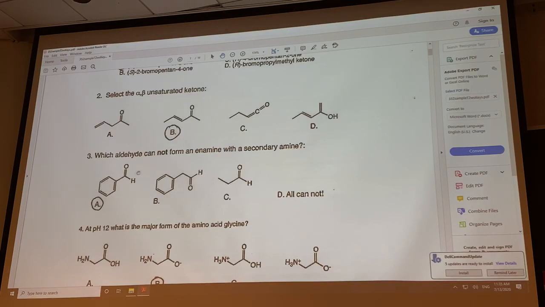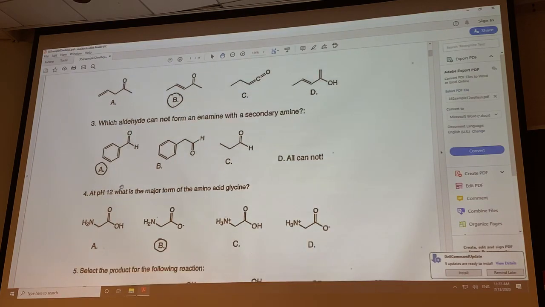Number 3 here. Which aldehyde cannot form an enamine with a secondary amine? Remember, you need an enamine to form a secondary amine. Can all ketones and aldehydes do that? Remember, esters and other derivatives don't do enamines and amines, just aldehydes and ketones. But what do you need here? You need to have at least one alpha proton to be able to take off. And that's this one here. Benzaldehyde cannot form an enamine. There's no second proton to take off that alpha position.